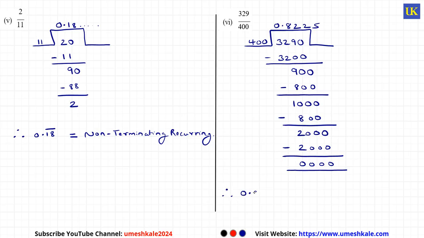So 0.8225. Now if we see this number, the decimal expansion is stopping. It means it is terminating. It is getting completely divided. So it is terminating decimal expansion. So this completes our question number 1, which had 6 sub questions.